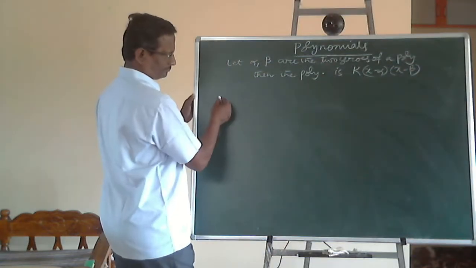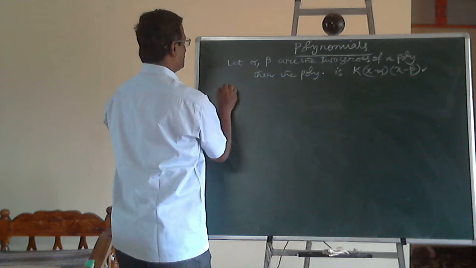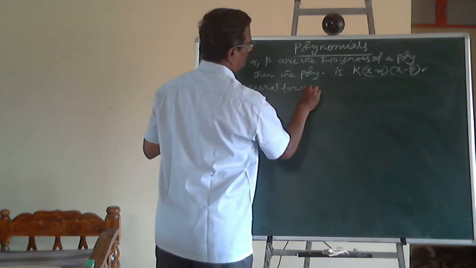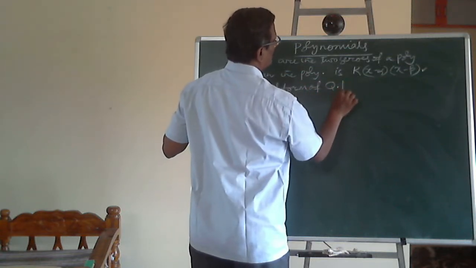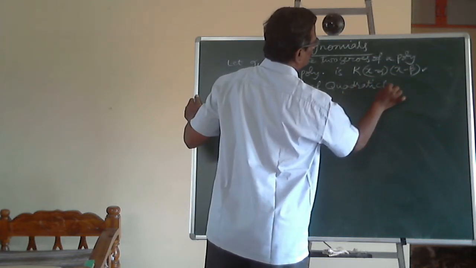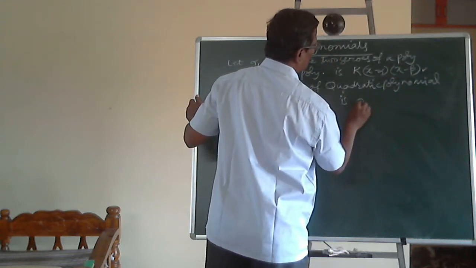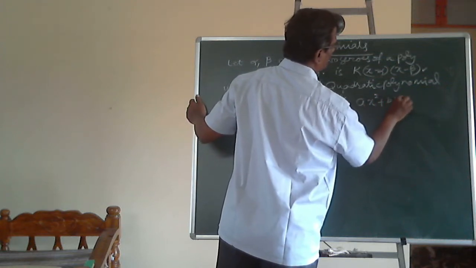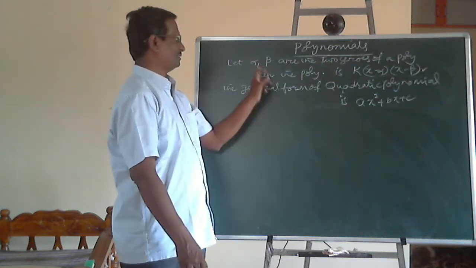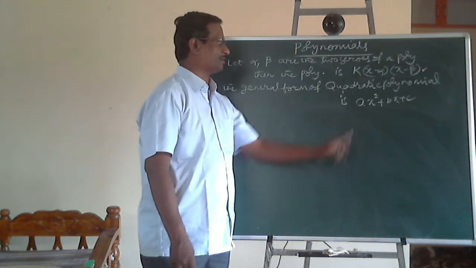Let us do. Alpha comma beta are the zeros of the polynomial. This is the polynomial. The general form of a quadratic polynomial is ax square plus bx plus c. Alpha comma beta are the zeros of the polynomial. Since there are two zeros, this is a quadratic polynomial. This is the general form of the quadratic polynomial.